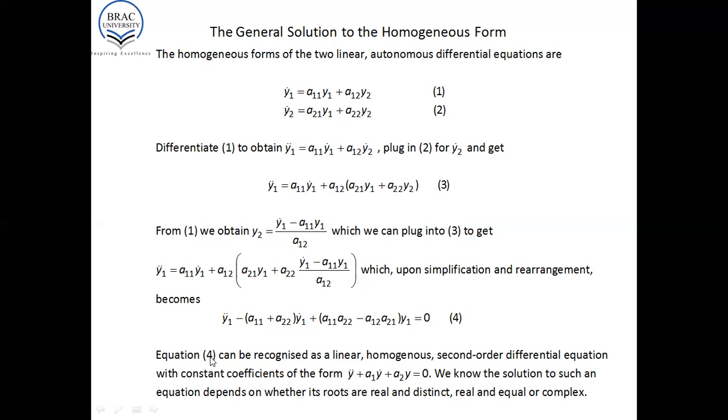So equation 4 can be recognized as a linear homogeneous second order differential equation with constant coefficients of the form y double dot plus a1 y dot plus a2 y is equal to 0. We know the solution to such an equation depends on whether its roots are real and distinct, real and equal, or complex.